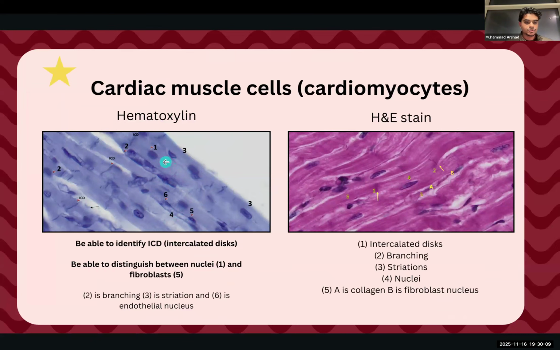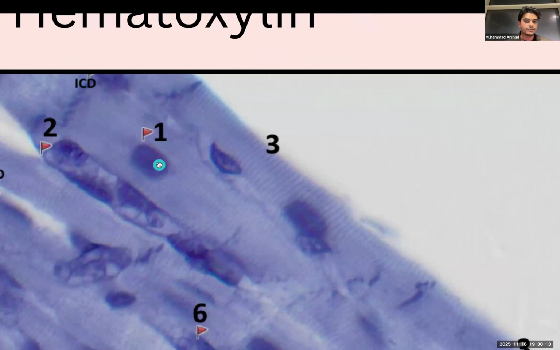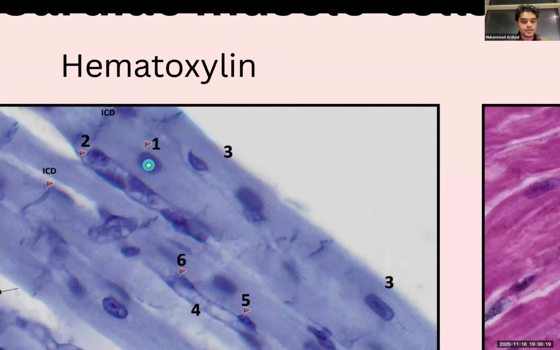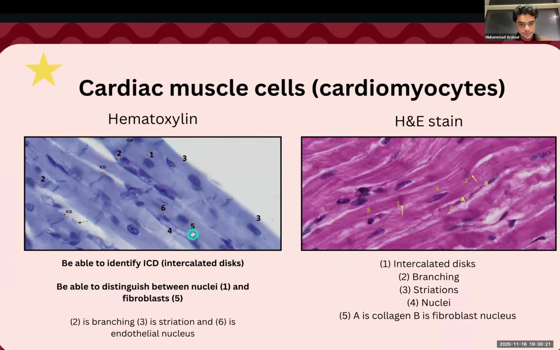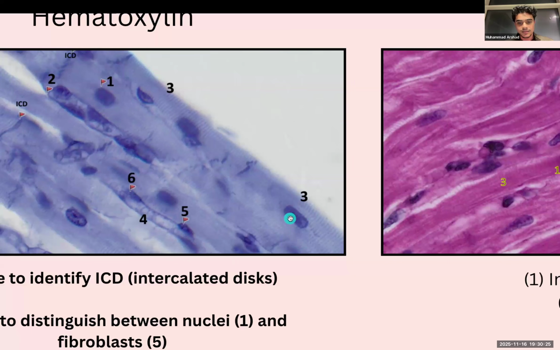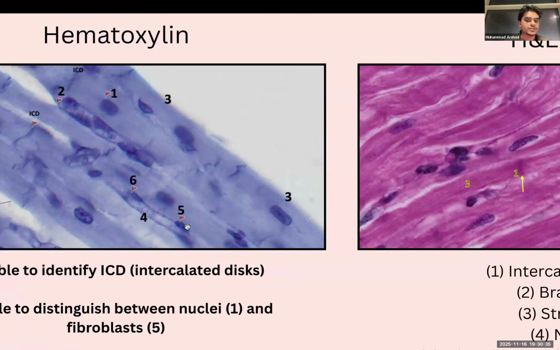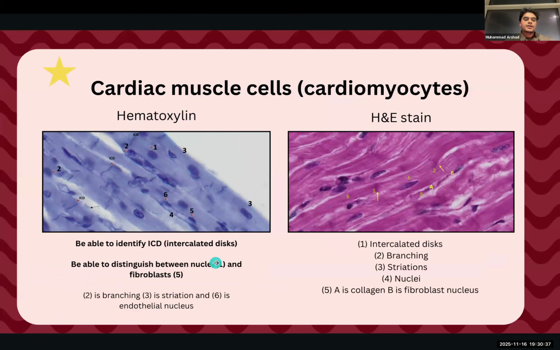Something else that you need to be able to distinguish between is the nuclei of the cardiac muscle cells and fibroblasts. First of all, they're located very centrally. They're called central nuclei. And this is what the nuclei of a cardiac muscle cell would look like. And then this is what the nuclei of a fibroblast would look like. So you can clearly tell that the nuclei of a cardiac muscle cell are a bit bigger, a bit wider, and a bit thicker, whereas the fibroblast nucleus is a little bit thinner.